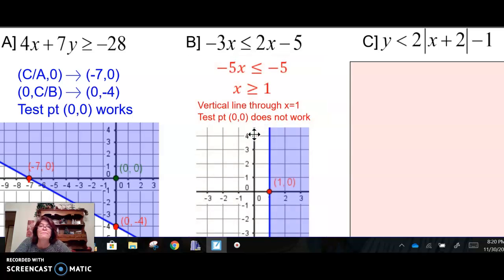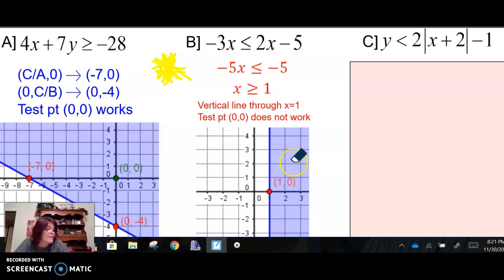Let's try this one. Ooh, there's no y. There's just x. So this is going to be a vertical line, isn't it? I'm going to subtract my 2x over here, divide by -5. Well, as soon as I say it, stars and bells and whistles should go off. I'm dividing by a negative. I have to flip the sign. Instead of less than or equal to, it becomes greater than or equal to. Because I divided by a negative. -5 divided by -5 is +1. So x is greater than or equal to 1.